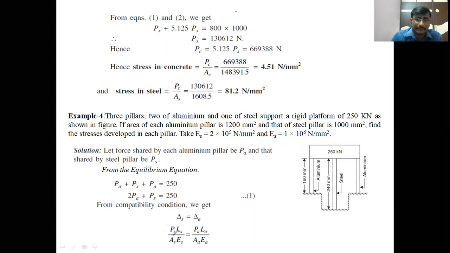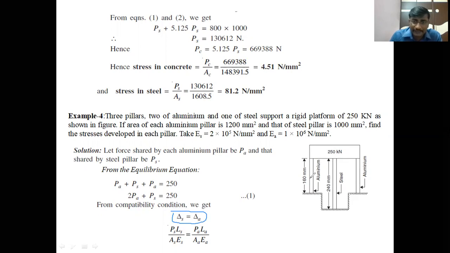What is the compatibility equation in this case? From the compatibility condition, we get delta S is equal to delta A, because the 250 kilonewtons is applied on three pillars at a time. If this problem is maintained in equilibrium, then the 250 kilonewtons must be on the three pillars at a time. So every pillar must be deformed equally, then only the 250 kilonewtons is in equilibrium.